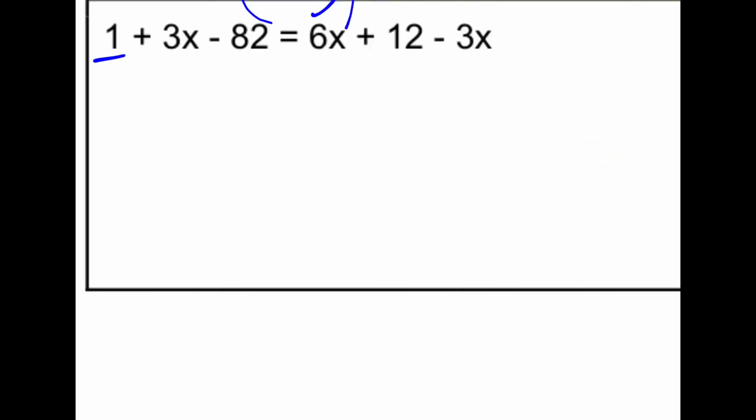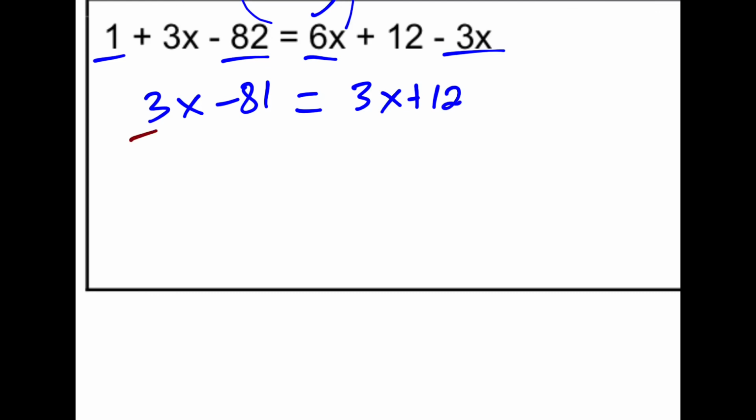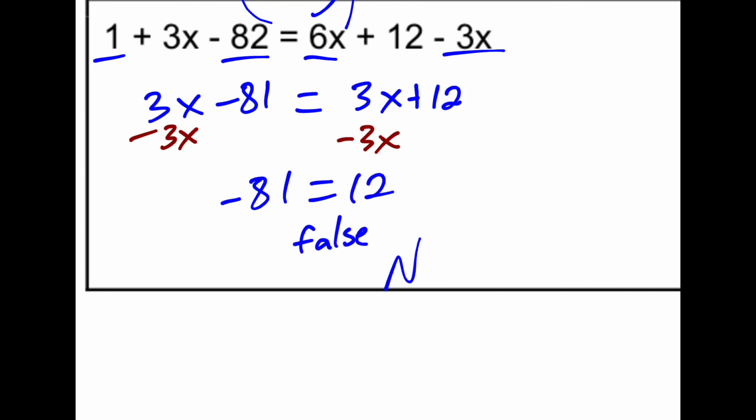Here's another one that requires some combining like terms. So this gives me 3x minus 81. And on the right, I have 3x plus 12. After subtracting 3x from both sides, you'll find that I'm left with negative 81 is equal to 12. Is this a true statement? No. So the answer is false, and the final thing you write down is that there is no possible solution.